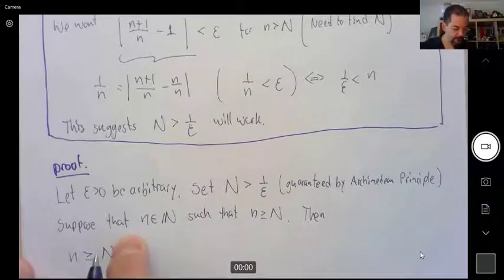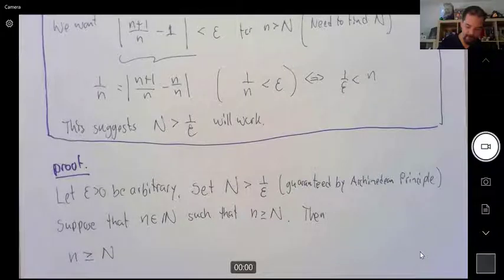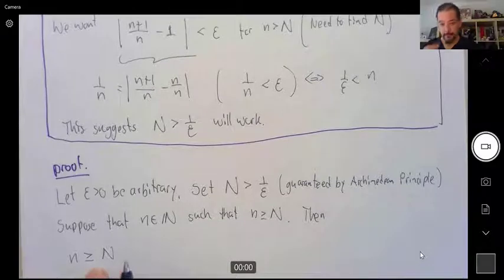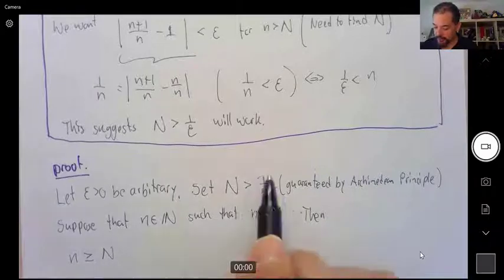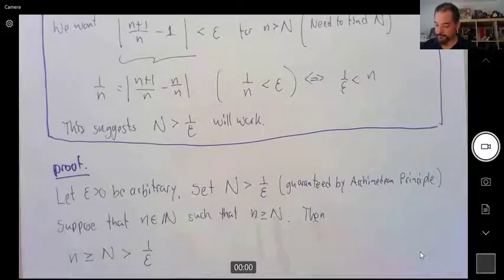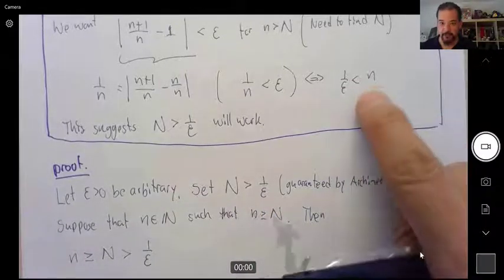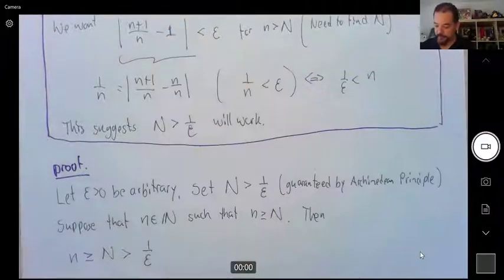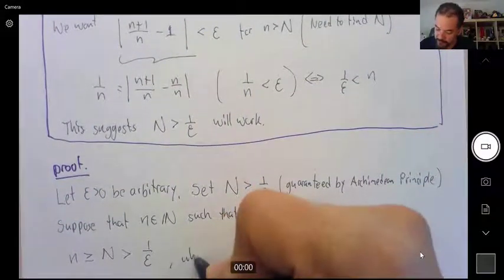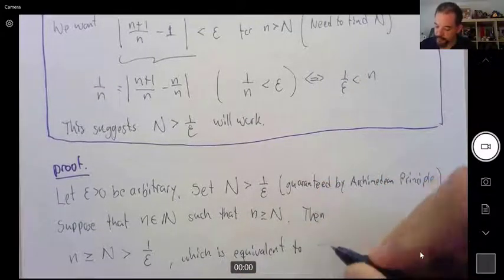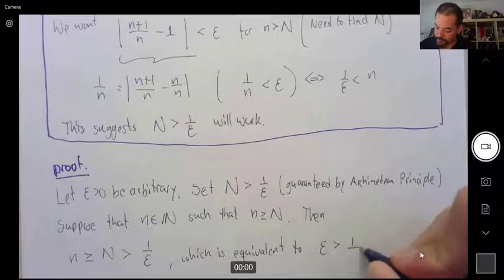I forget in my definition, was it strictly greater than or equal? Let me check. It was greater than or equal here, right? Not that it matters, but then n is greater than 1 over epsilon. So we have that, okay. And then you see we're here, right? So from here, we're going to go here, and then from here, we're going to go here. Then this happens, which is equivalent to epsilon greater than 1 over n, right?